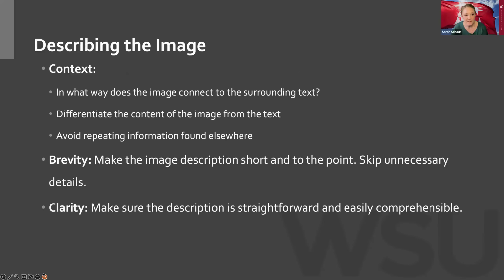When describing the image for context, in what way does the image connect to the surrounding text? You want to make sure you differentiate the content of the image from the text. Avoid repeating information that's found elsewhere. Make the image description short and to the point. Skip unnecessary details. Clarity: make sure the description is straightforward and easily comprehensible.